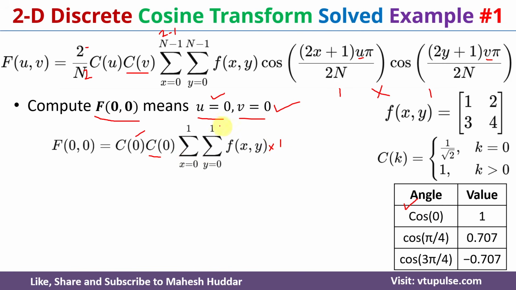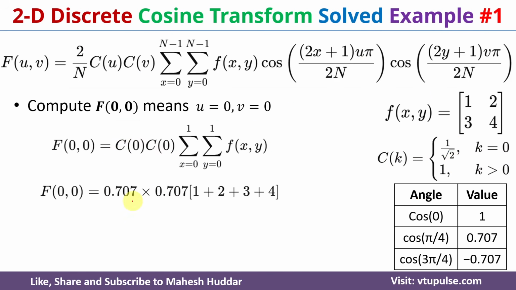So next we need to expand this one. Before that we can see that if k is equal to 0, the value of c of k is equal to 1 divided by root 2. So 1 divided by root 2 is nothing but 0.707. So here also we need to put that value, that is 0.707 multiplied with 0.707. And here we need to expand this summation. First we need to expand this x value. So x is equal to 0 and y is equal to 0. It means f of 0 comma 0 value is 1. That is what I have written here.